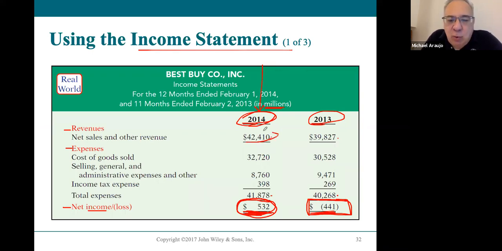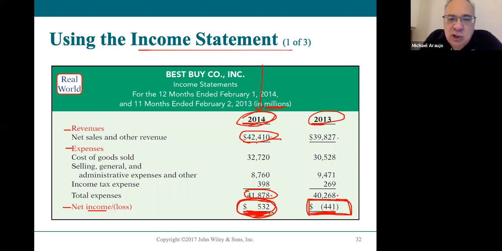They had 42. Now these are in millions, so you'd have to add 6 zeros. They had $42 billion in revenue. That's a lot of sales of electronics for Best Buy. They have total expenses of $41.8 billion. So they have more revenue than expenses by this amount. That's why it's net profit. That's why it's our profit.